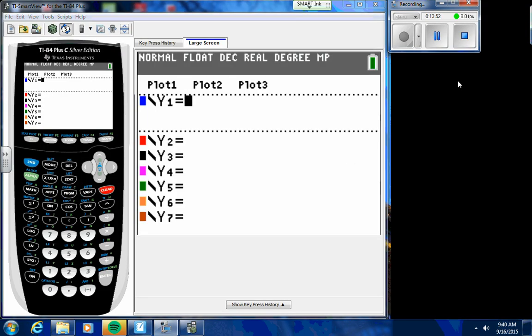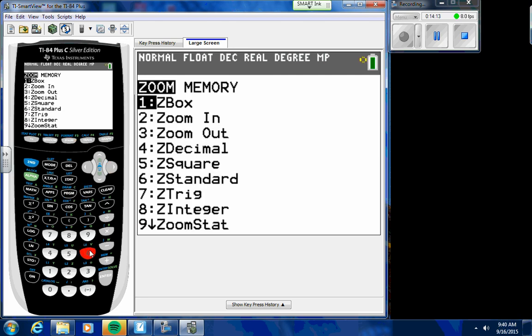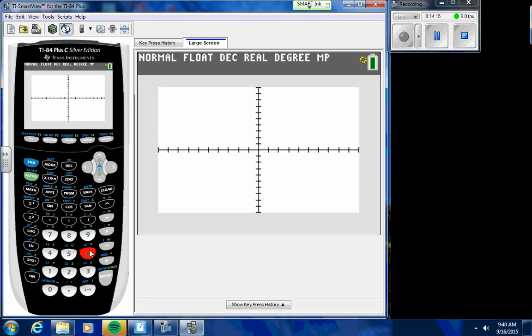Okay, so the first function we need to type in, f of x equals 4x to the 5th minus 8x to the 4th. So 4x to the 5th minus 8x to the 4th. I'm just going to do Zoom 6 to put it at a standard viewing window.